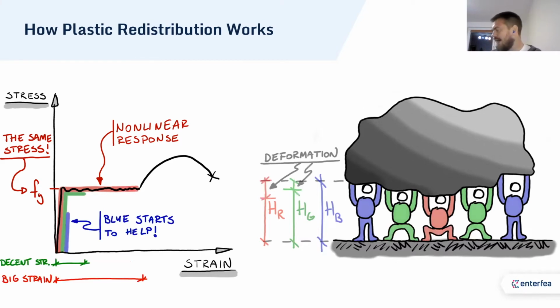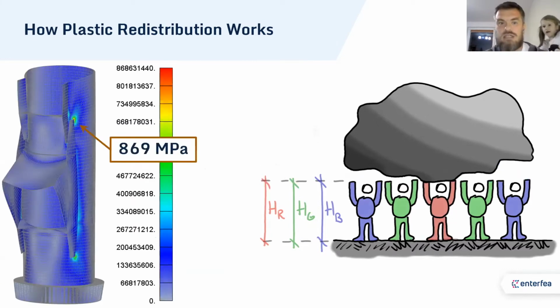And then, of course, as the green guys kneel as well, the blue guys can help as well. And so the model deforms, and deforms. More and more people are trying to help out transferring the load. And this is why this hasn't failed.